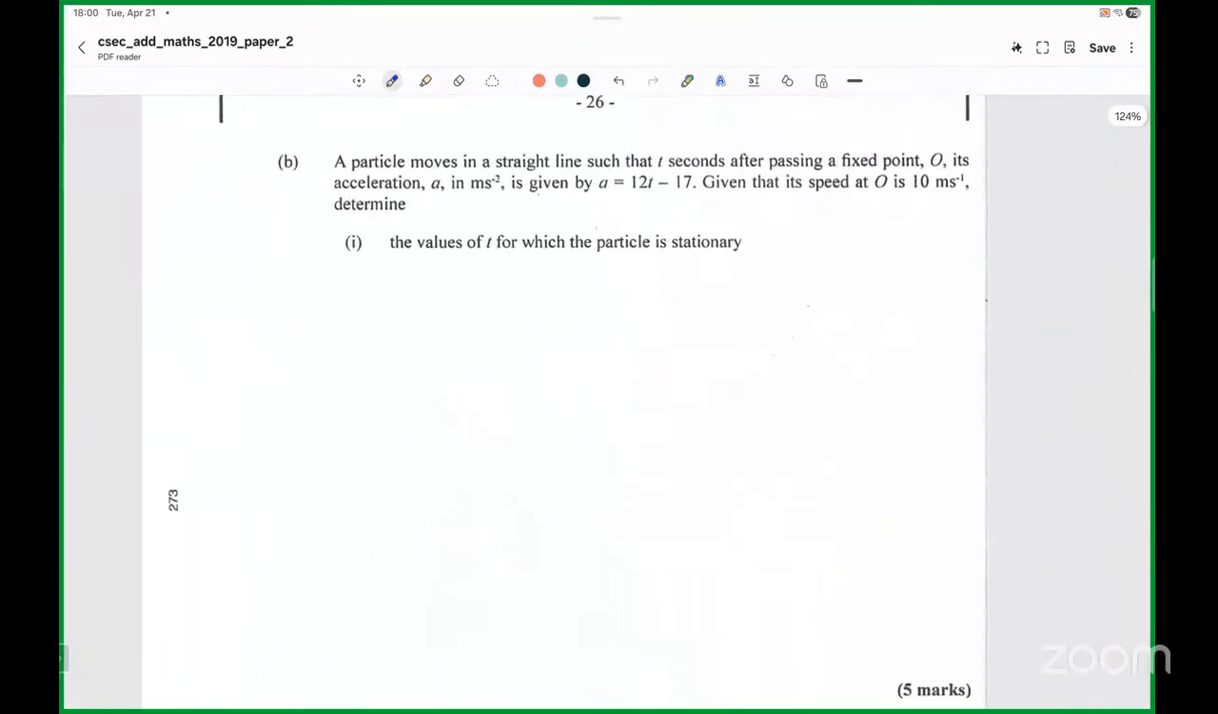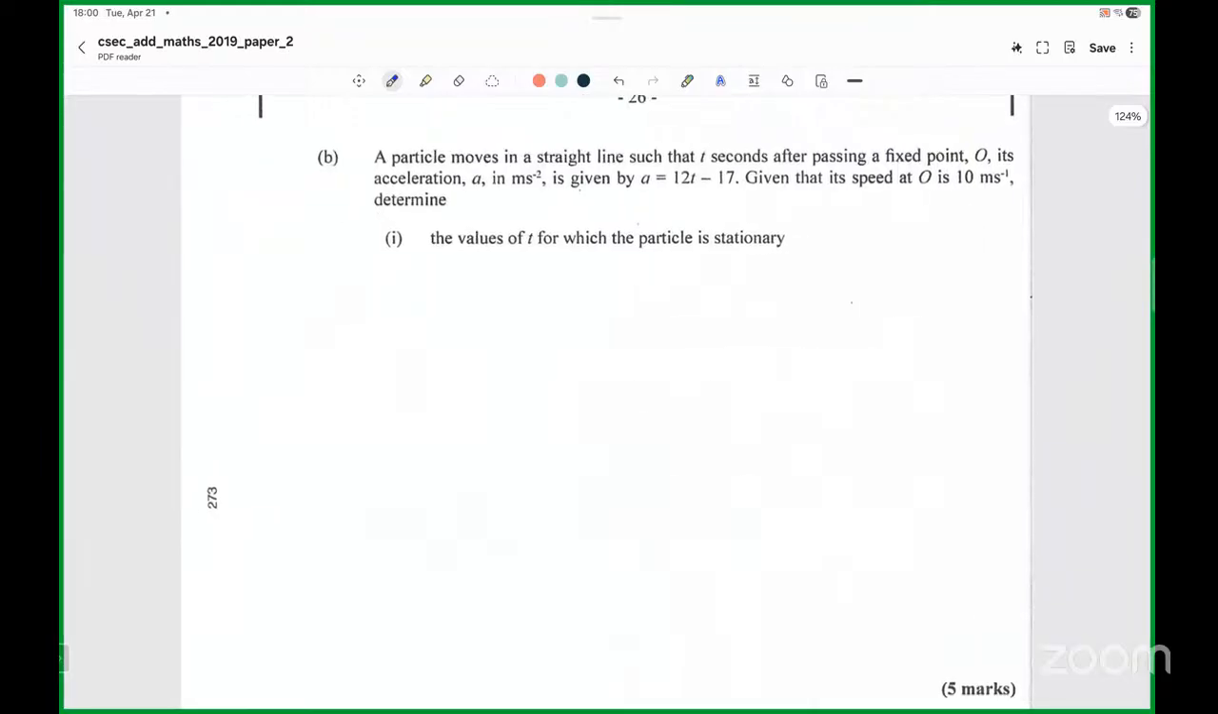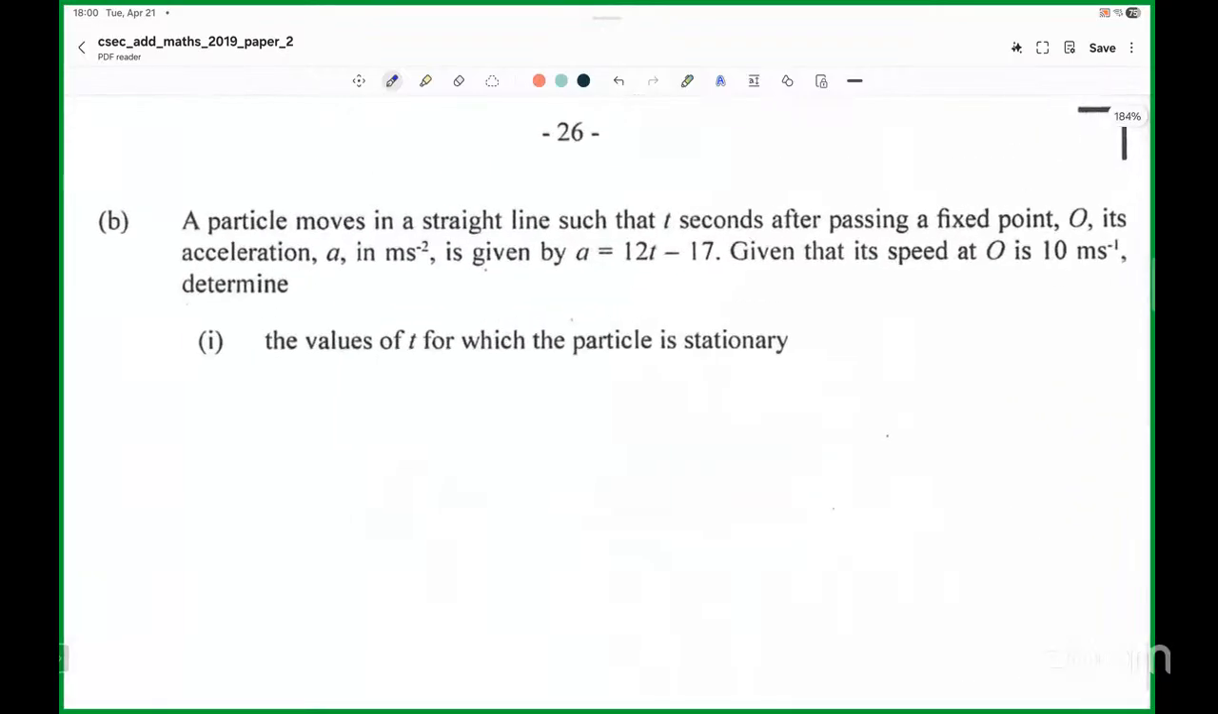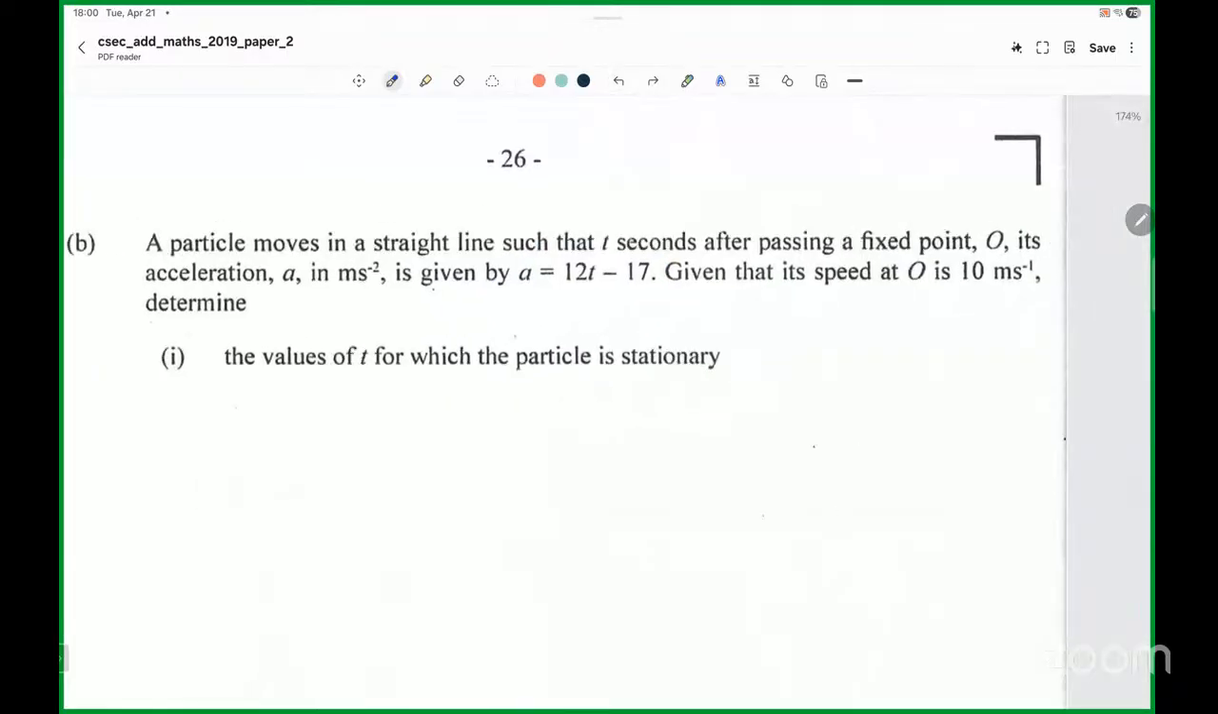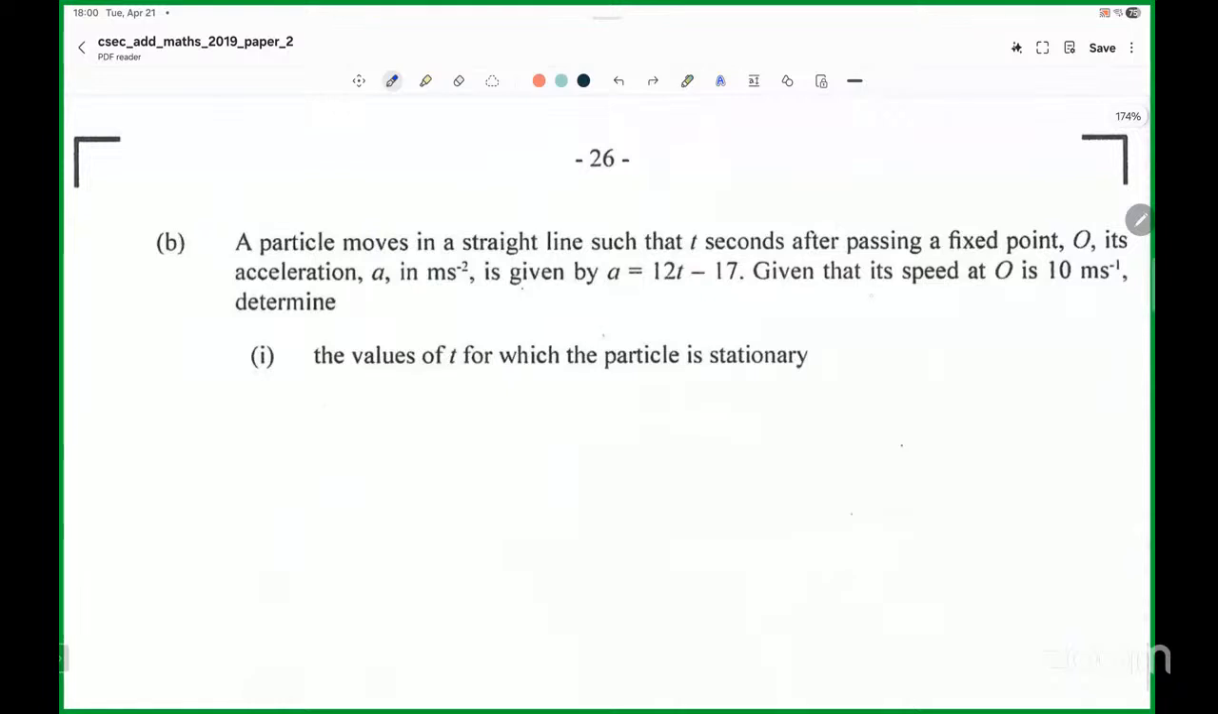You're going to find the value of t when the particle is stationary. Remember, when it's stationary, v equals 0. So you have to find what the velocity is. From this acceleration expression, you integrate and find the velocity. And then use this information here, they say the speed at O.